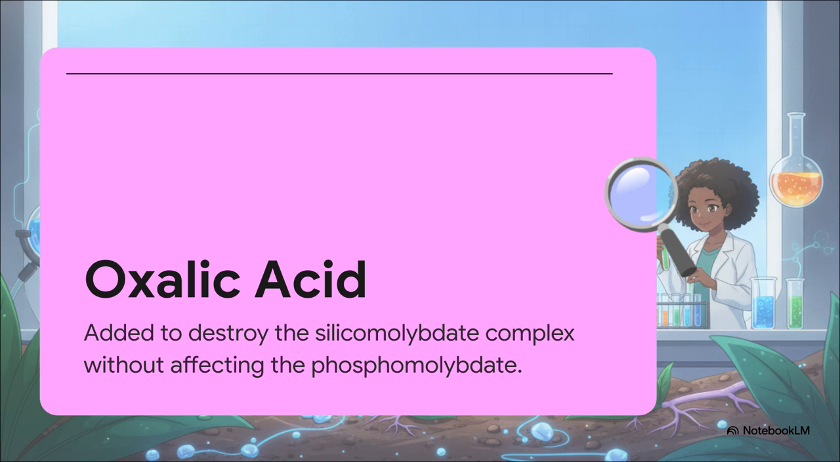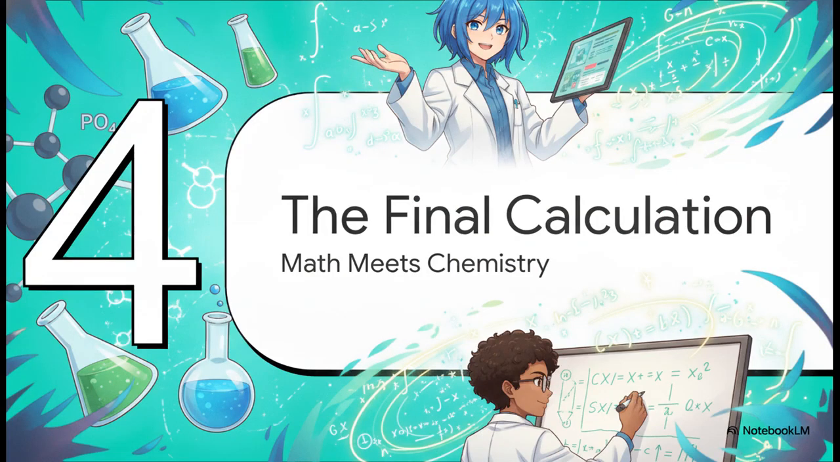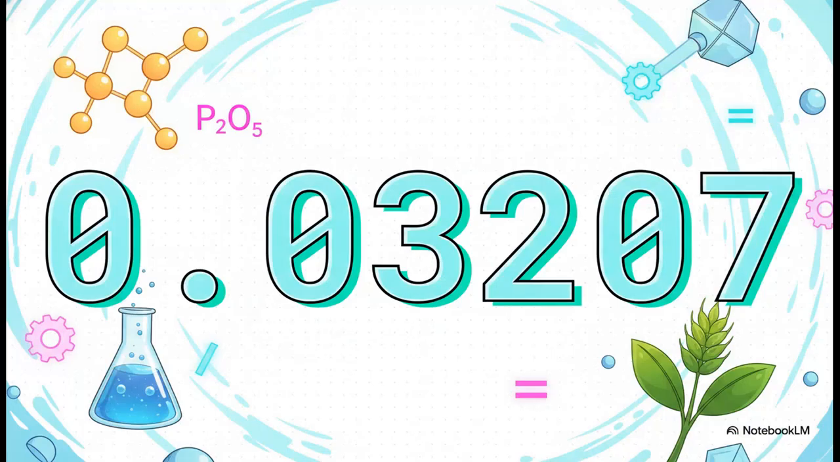Oxalic acid selectively attacks and destroys that fake silicomolybdate complex within about 5 minutes, but, and this is the key, it leaves our true target phosphomolybdate perfectly intact. It essentially cleans up the sample so we can actually trust our numbers again. Pretty neat, right? All right, on to section 4, the final calculation.